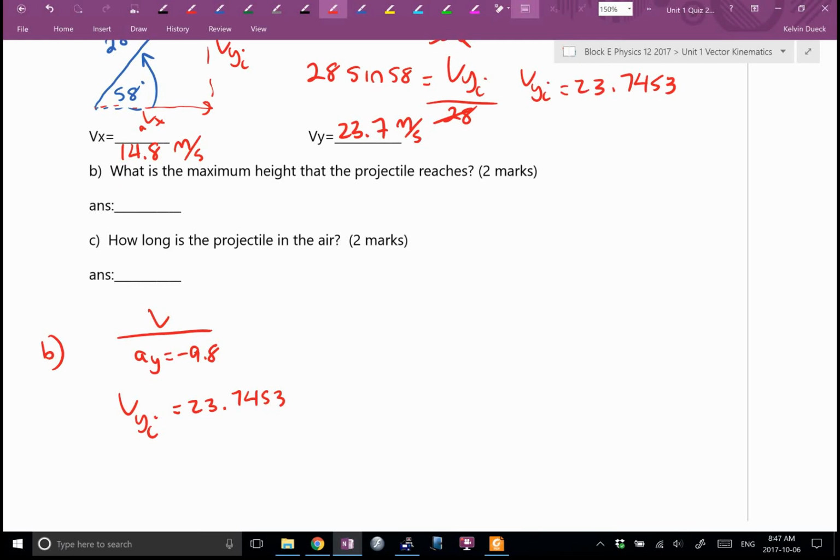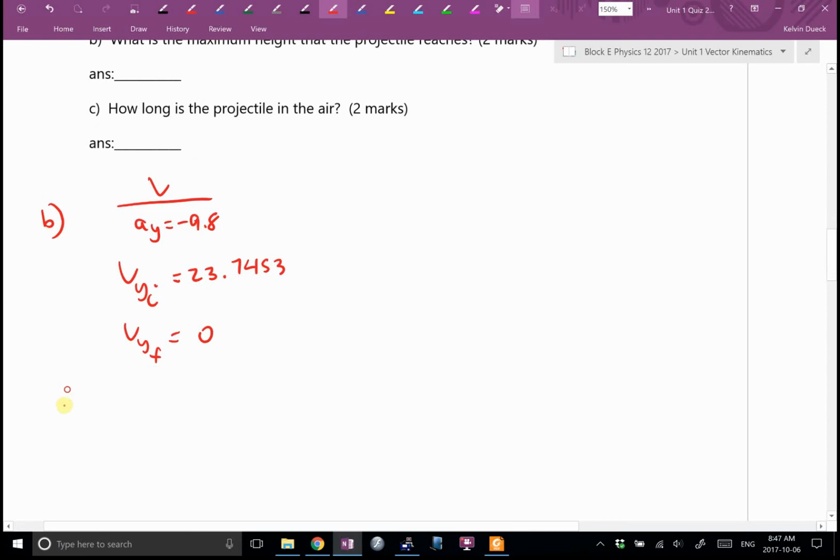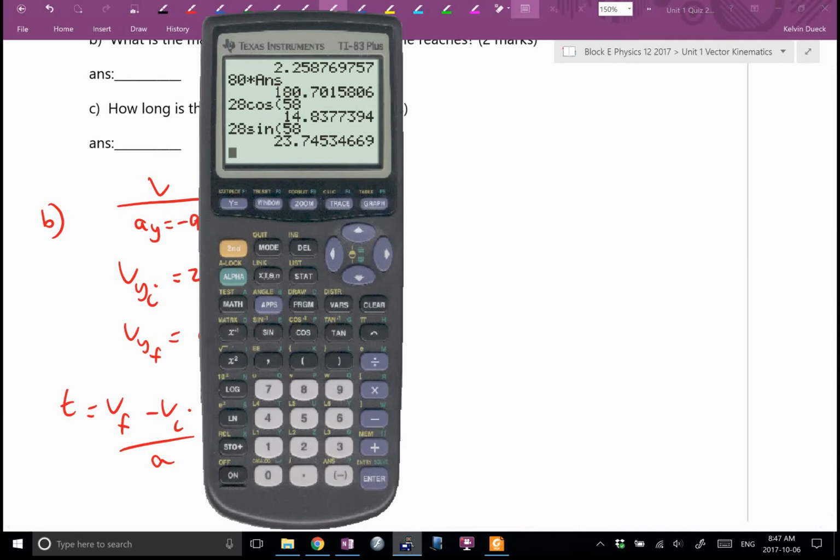Oh, you know what? At the top, so I can go T equals V final minus V initial over A. It's going to be 0 minus V initial, all divided by negative 9.8. And I get 2.42 seconds.